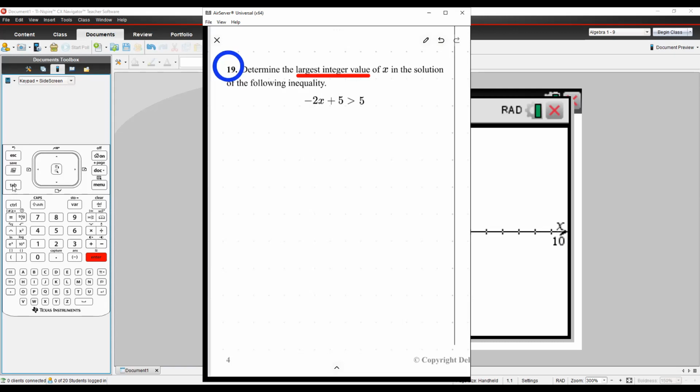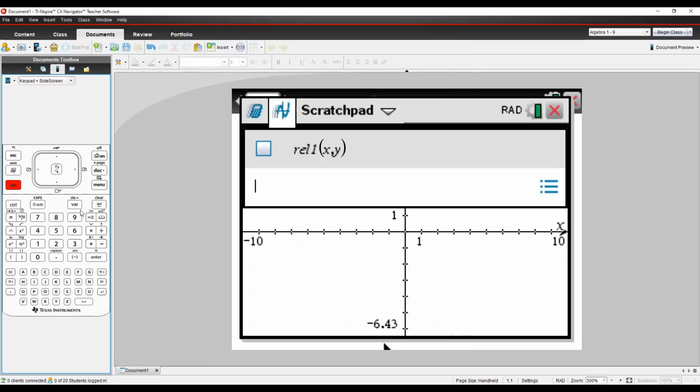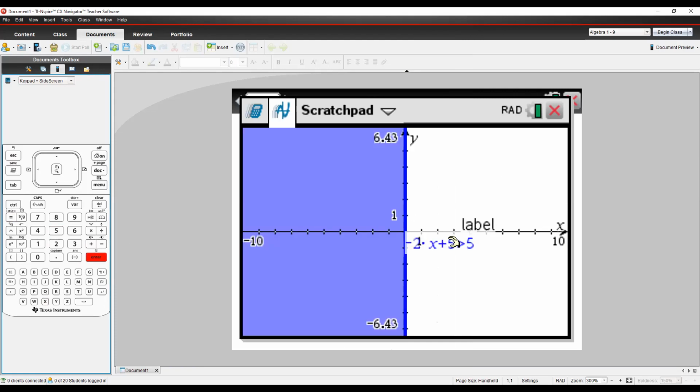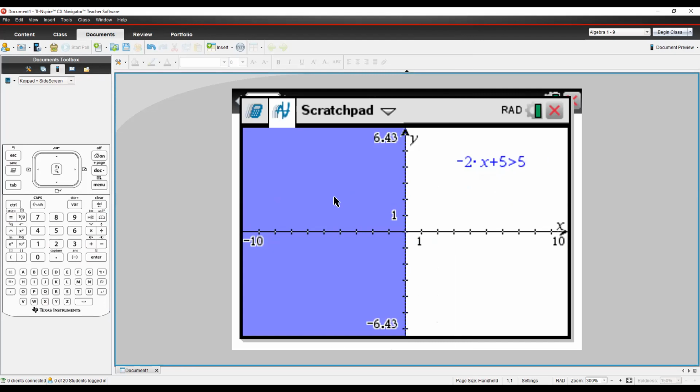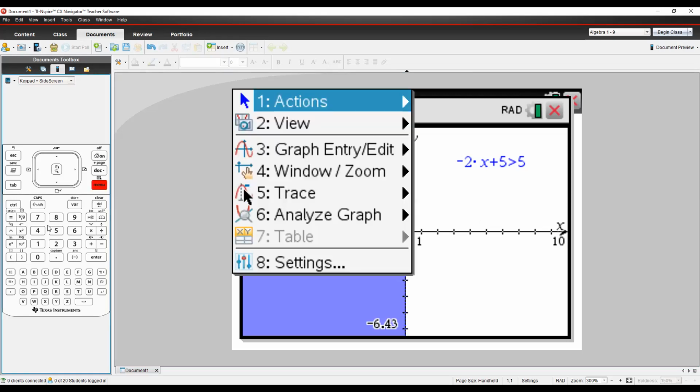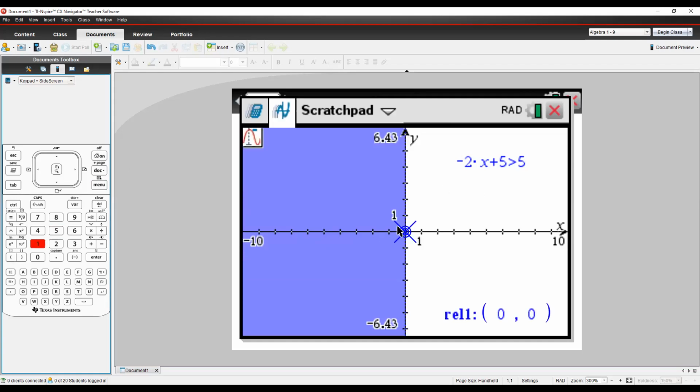Okay, so let's go. We're going to press tab, and then put in negative 2x plus 5 is greater than 5. Then I press enter, and there is my boundary. You can see that all of the solutions are to the left of this boundary. I just need to find this boundary number, so I'm going to do menu 5, 1, and it takes me to it. It tells me that the x value is 0. So the inequality starts at 0.